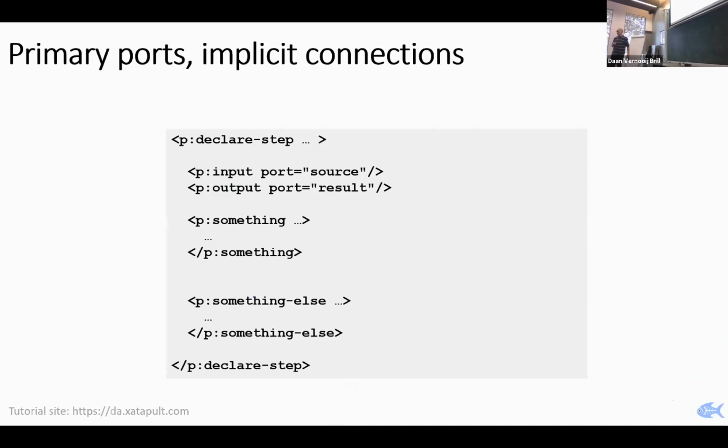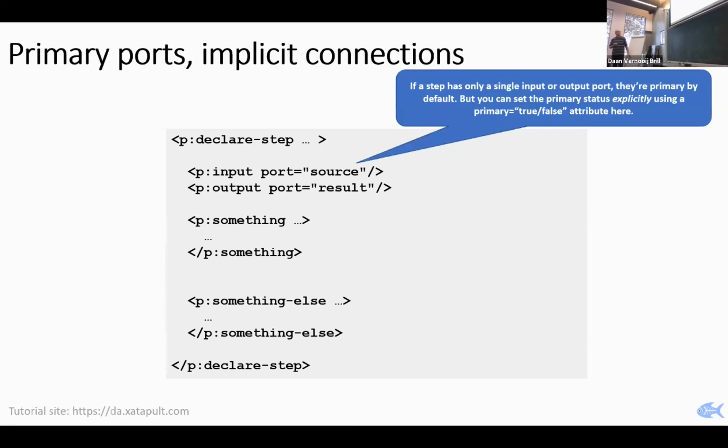And that goes even further. If you have a pipeline with two steps, step p something and step p something else, then first, how does it know what is the primary port? Well, if you only have two ports, one input and one output port, they're primary by default. If you have more ports, then you have to explicitly tell the XProc processor which one is primary, with the primary true/false attribute. We'll get to that.